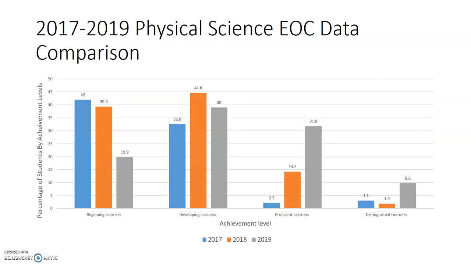And so then, just backing up and taking this from all three years and compiling this achievement data, we can see that once again in 2018-2019, we had more students perform at the proficient learner and the distinguished learner levels. We still do have a lot of students at the developing learner level.